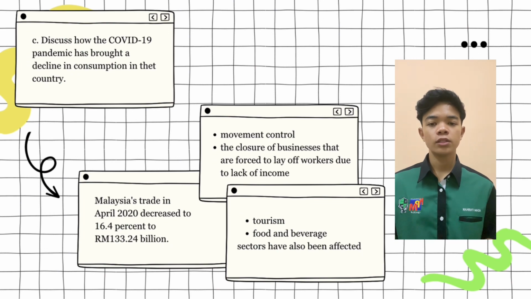While the tourism and food and beverage sector have also been affected by social distancing measures, causing changes in consumer behavior, all of these contribute to the decline in consumption in the country. So that's all from me.